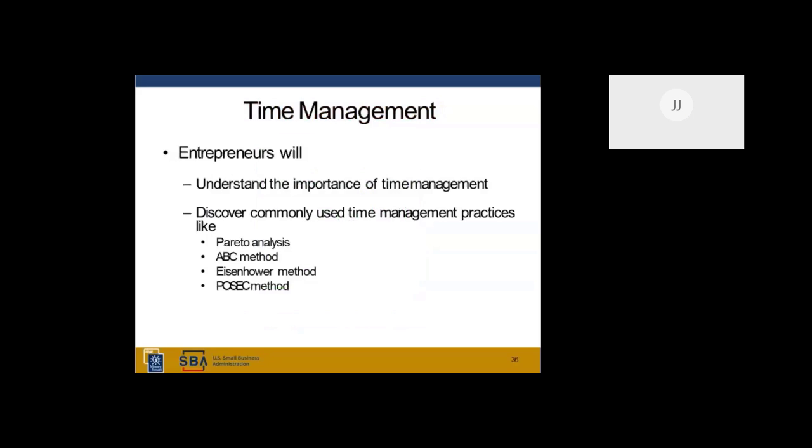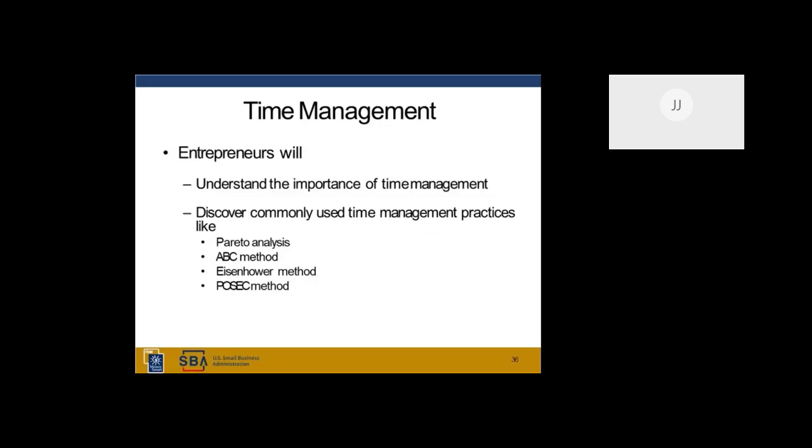At the end of this module, the entrepreneurs will be able to understand the importance of time management, and the module itself discusses commonly used time management practices like the ones that are listed on the slide. Of course, the first one there, the Pareto analysis, deals with that 80-20 rule, the idea that 20% of the effort produces 80% of the result. The ABC method is simply ranking the tasks as A, B, or C, with A being the most important, so being able to address those first.